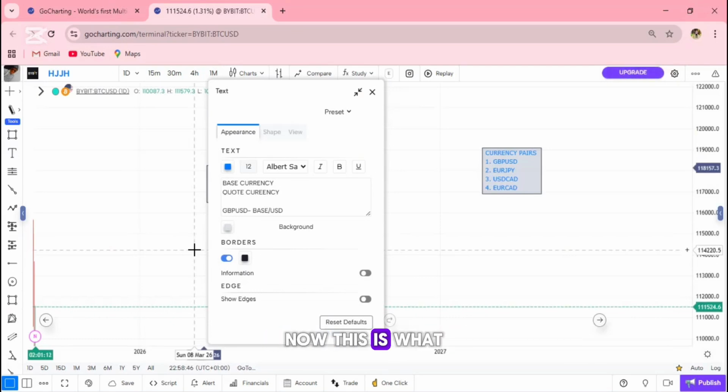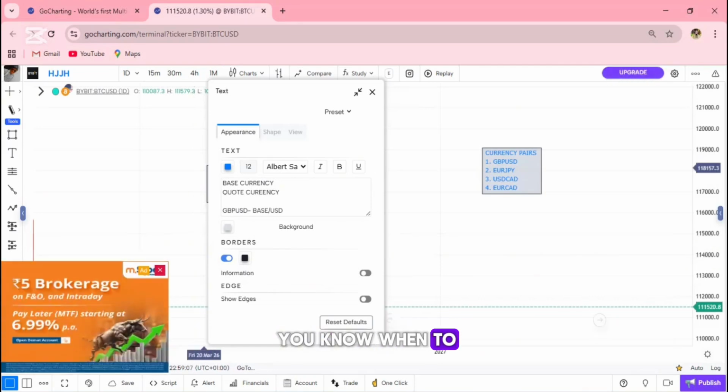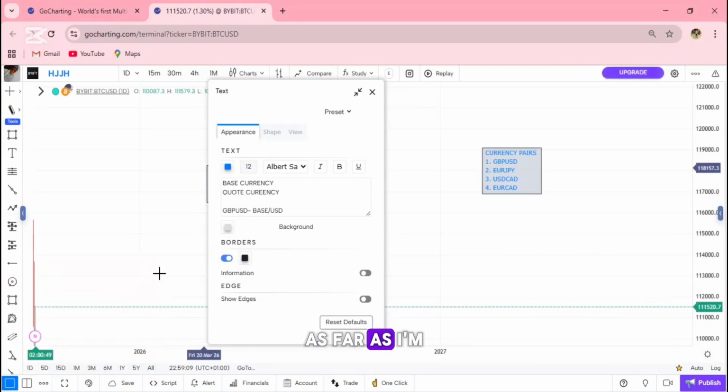Now, this is what will take us to the next topic, which is the types of analysis that we have. There are different types of analysis. What does this mean? It's not a big deal, actually. It's just to let you know when to buy and when to sell. As far as I'm concerned, in the forex market, anybody can make profits. As far as you have your phone and your data, you can click the buy, you can click the sell. Anybody can click the buy, anybody can click the sell.